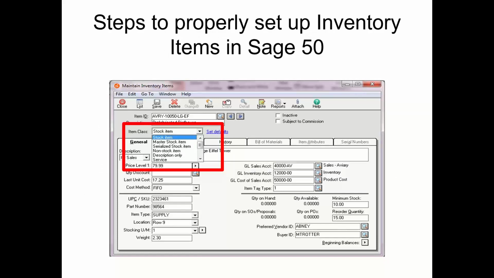The first item you need to verify is the inventory item class. If you care about how much inventory you are selling and how much profit you make per transaction per customer, then you must use stock item, master stock item, serialized stock item, assembly, or serialized assembly. Once an inventory item has been used in a transaction, this type cannot easily be changed without a great deal of effort.